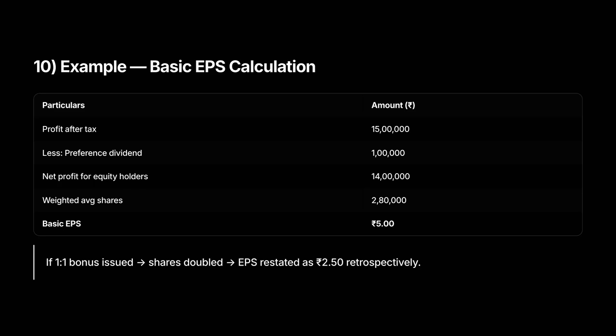10. Example. Basic EPS calculation. Here's a quick illustration. Profit after tax is 15 lakh rupees. Preference dividend is 1 lakh rupees. That means net profit available to equity holders is 14 lakh rupees. Weighted average shares equal 2,80,000. So basic EPS equals 5 rupees per share. If a 1-for-1 bonus is later issued, shares double and the restated EPS becomes 2 rupees 50 paise.